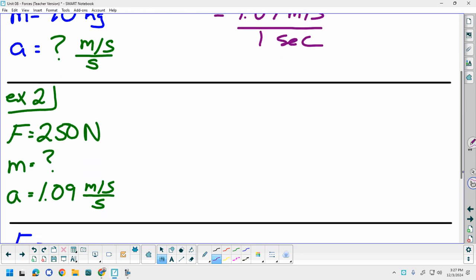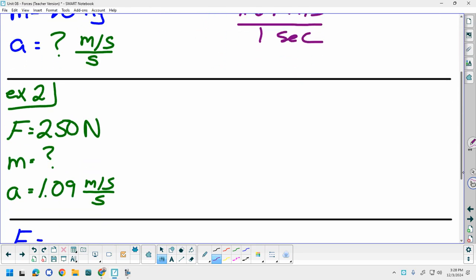Now for our second example, we want to solve for the mass. And so if we're solving for the mass, we're going to use that third variant of the equation. It's been rearranged: mass equals force divided by acceleration. And so in this instance, we have a force, which is 250 newtons, and we have an acceleration, which is 1.09 meters per second every second.